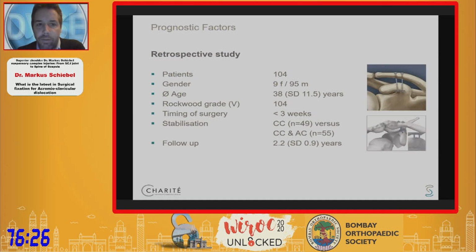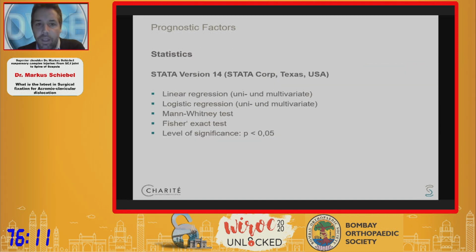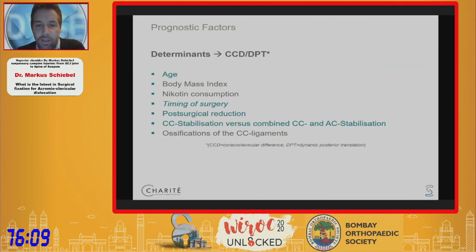So we looked at 104 patients. All had a Rockwood type 5, all were acute, average age was 38 years, and all were operated less than 3 weeks after the injury. We had 49 just CC and 55 CC and AC stabilization. We did some statistics, and these are the results.